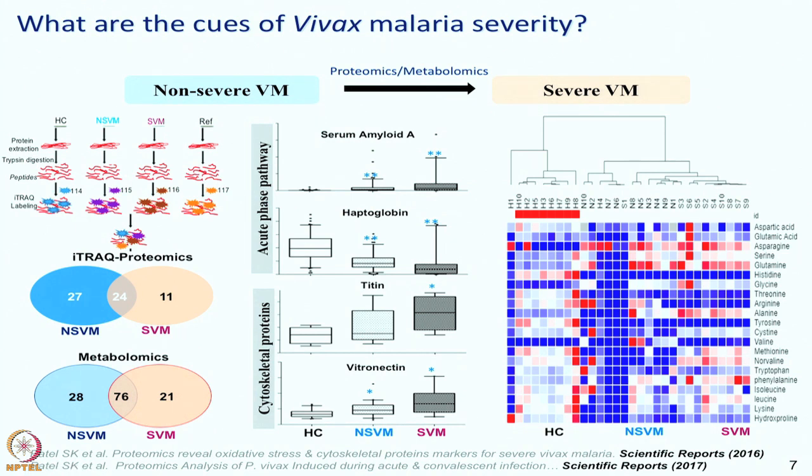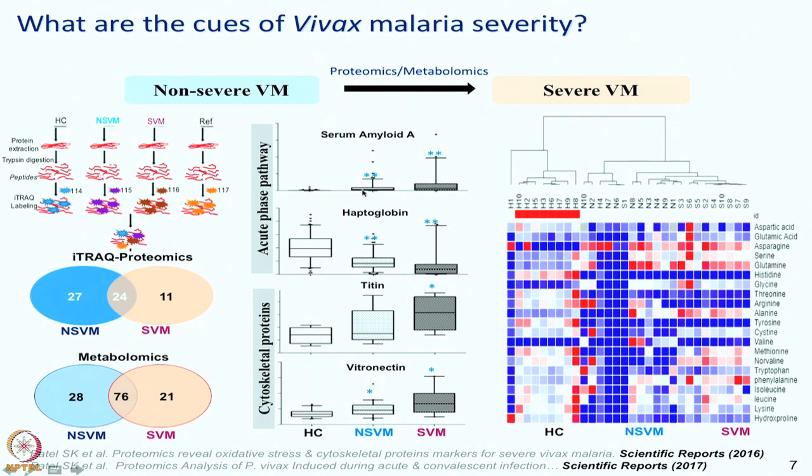It was employed, and what it revealed is that there are a set of proteins which are very unique to the non-severe or the severe vivax patients, looking at the proteomics approach. And even after metabolomics, we found that there are some very unique metabolites which are secreted here. Some of the proteins from the acute phase pathway and the cytoskeletal proteins are shown on the screen here.